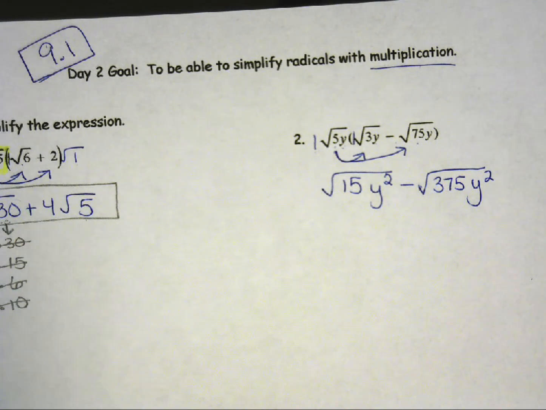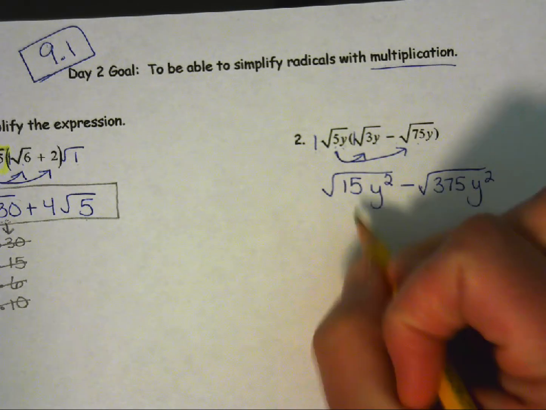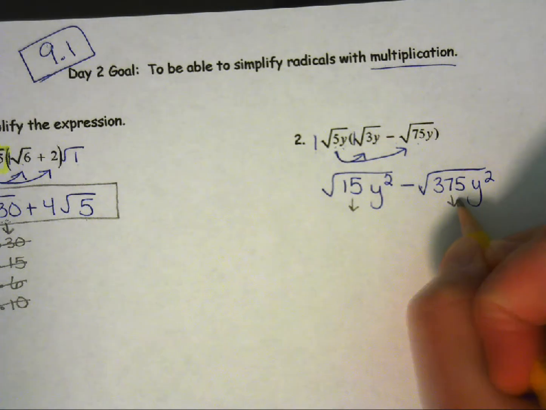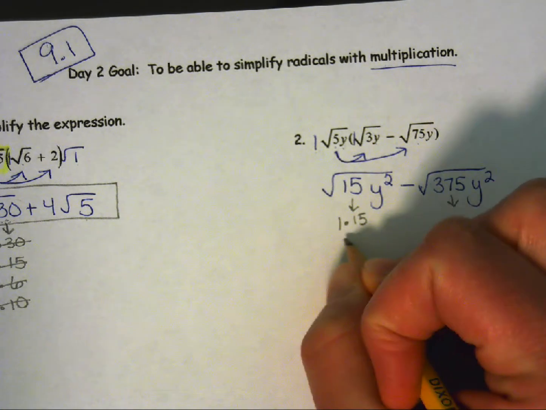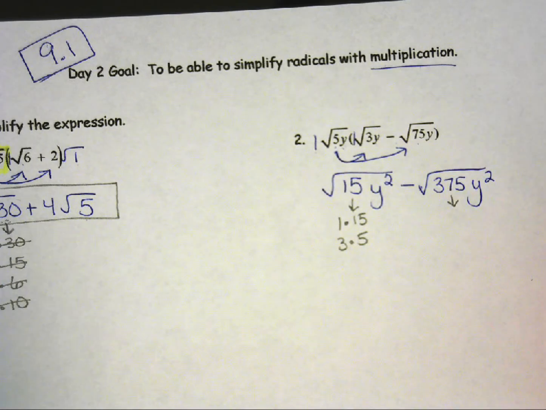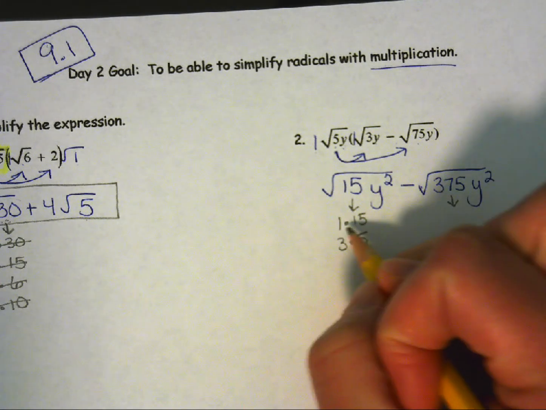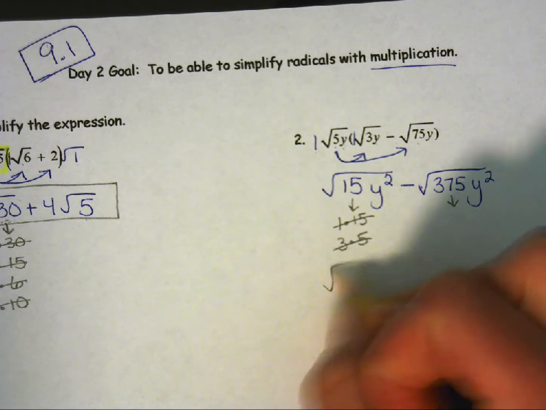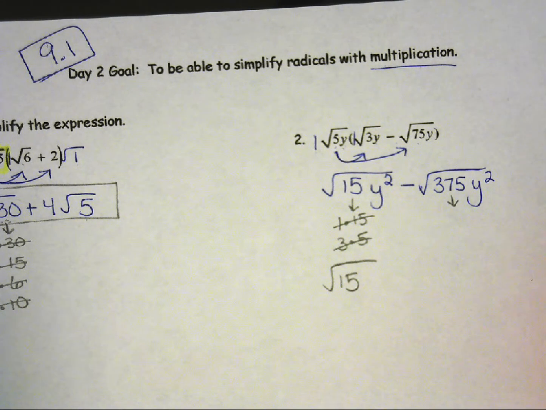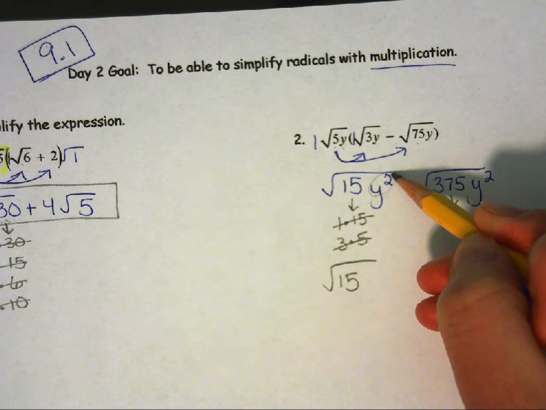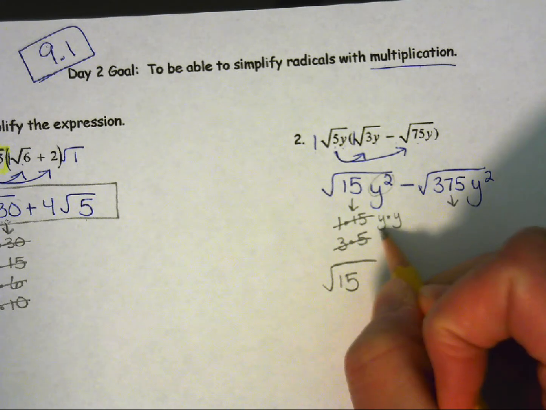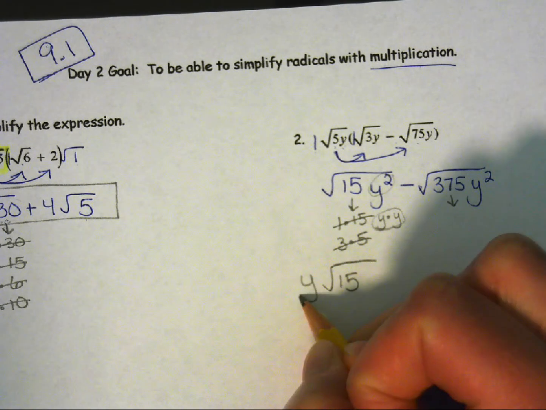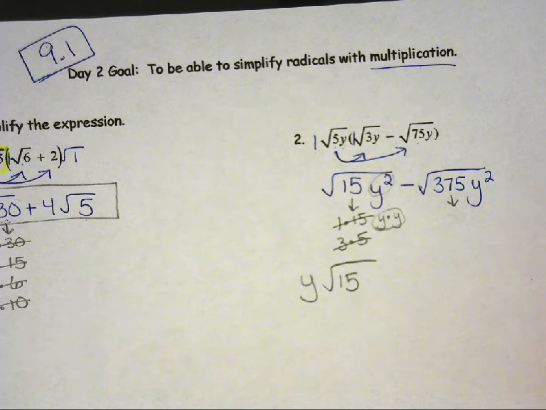And now the same thing. I just have to go through and ask myself if these can go any lower. So 15. 15 is made up of 1 times 15 or 3 times 5. We don't really have any other combinations that would get us to 15. So it doesn't look like the 15 is going to go any lower. So I'm just going to write the 15. But now the y squared. Remember, that's the same thing as saying y times y. So because I have a pair, one of them comes out front. Okay? So I know I've done that one right.